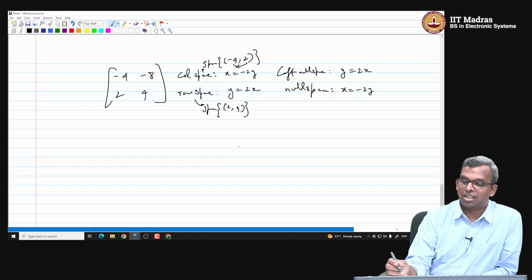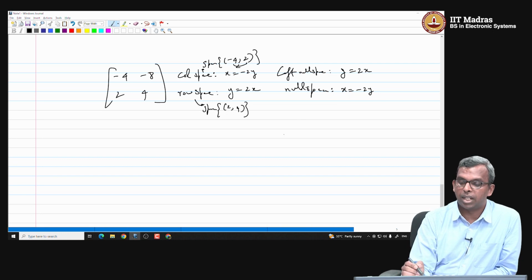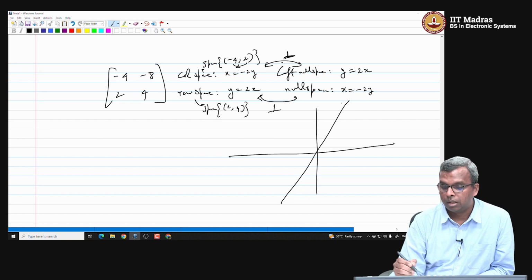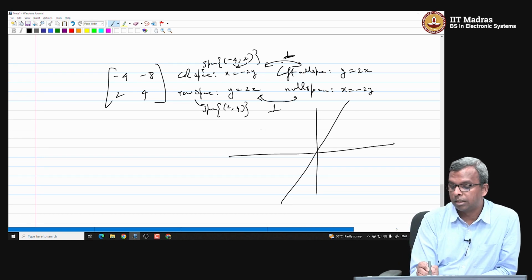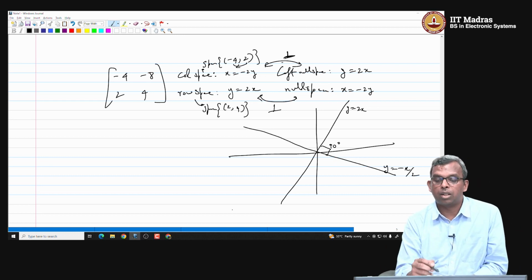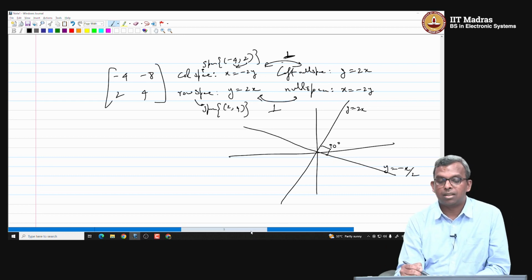Okay. So check these things out. These are interesting things to think about. You can just solve for the null space like we always do, and you will get these things. So notice how these two are perpendicular complements of each other. These two are perpendicular complements of each other. You can plot them and see. You will plot a line. You will get y equals 2x is something here. y equals minus x by 2 is something here, and this angle will be 90 degrees. Okay, so this is y equals 2x and y equals minus x by 2. So these two are perpendicular, those two are perpendicular, and one of them is the column space and row space as well.